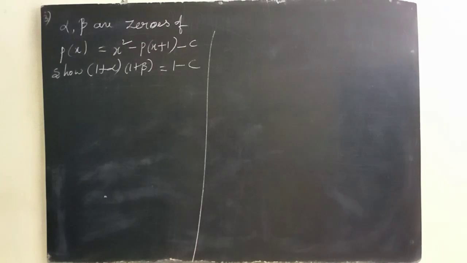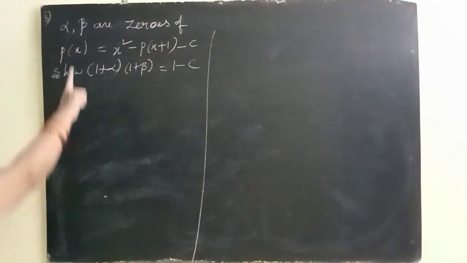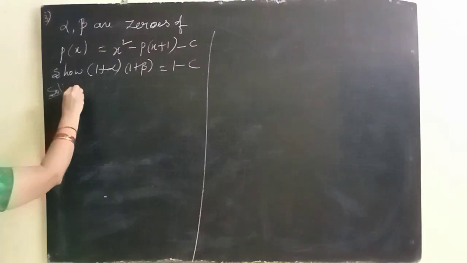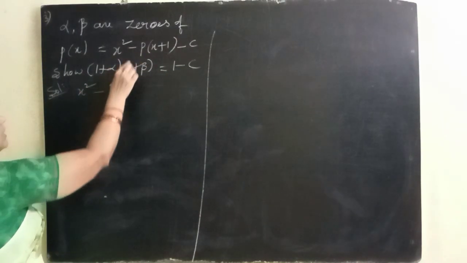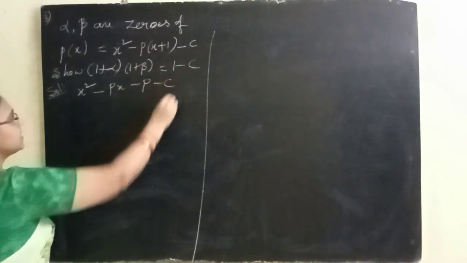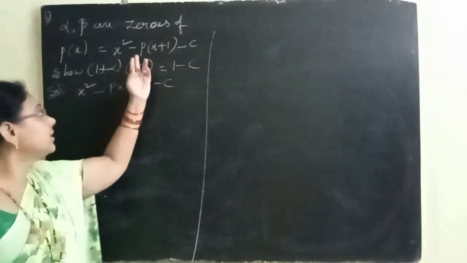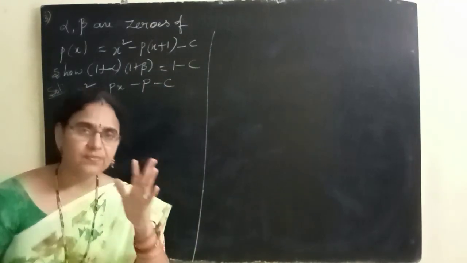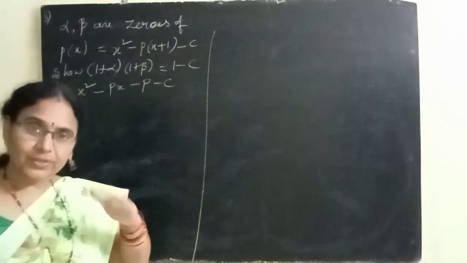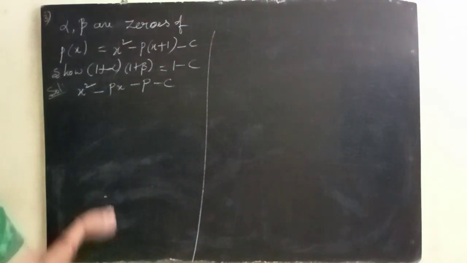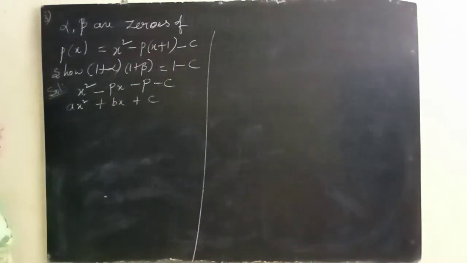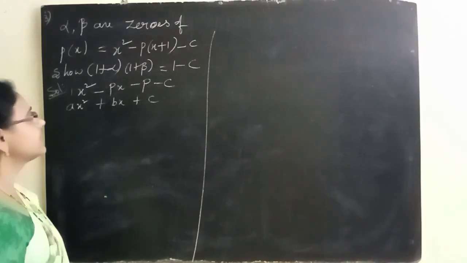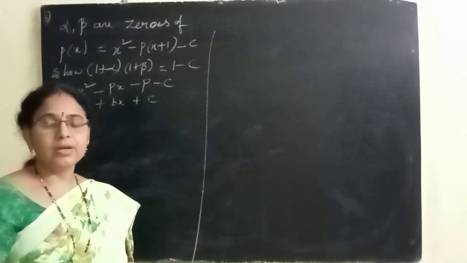First, what quadratic polynomial is given? X square minus, first split it, minus p into x minus p x, minus p into 1 minus p minus c. You are not writing the p coefficient as b, the x coefficient as b. So first of all you have to simplify, you need to multiply. Now ax square plus bx plus c. Now I am clear. A means 1, b means minus p, c means minus p minus c. It's the constant.